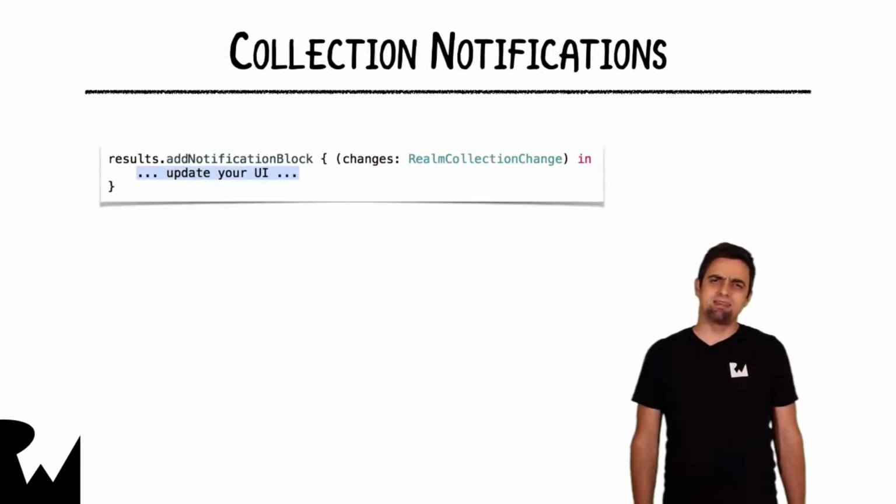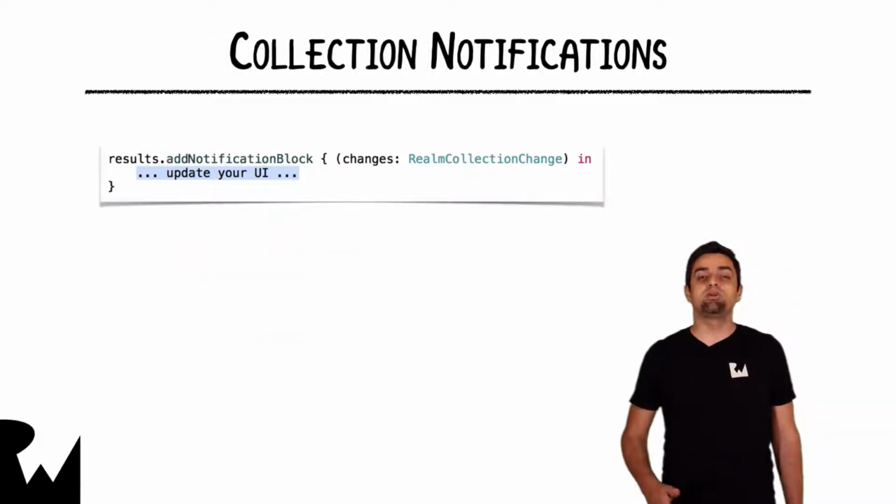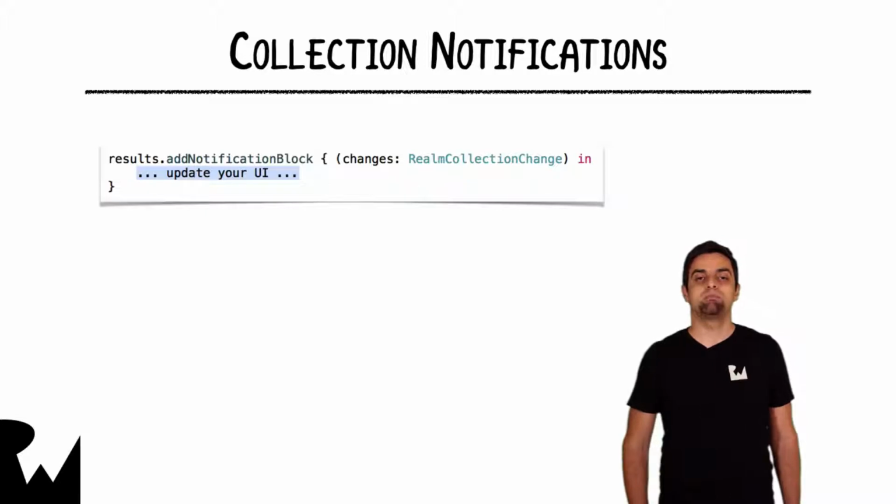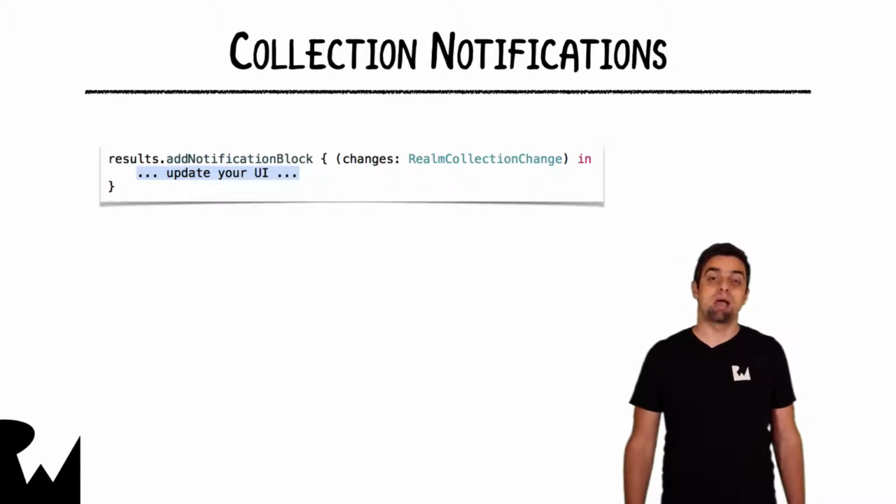The first topic in this video, we're going to look into collection notifications. When you have results, for example, in your view controller, like in this course's project, you can call a method on the results object called addNotificationBlock and provide a closure as a parameter to that method to execute any time the data in the particular collection changes.